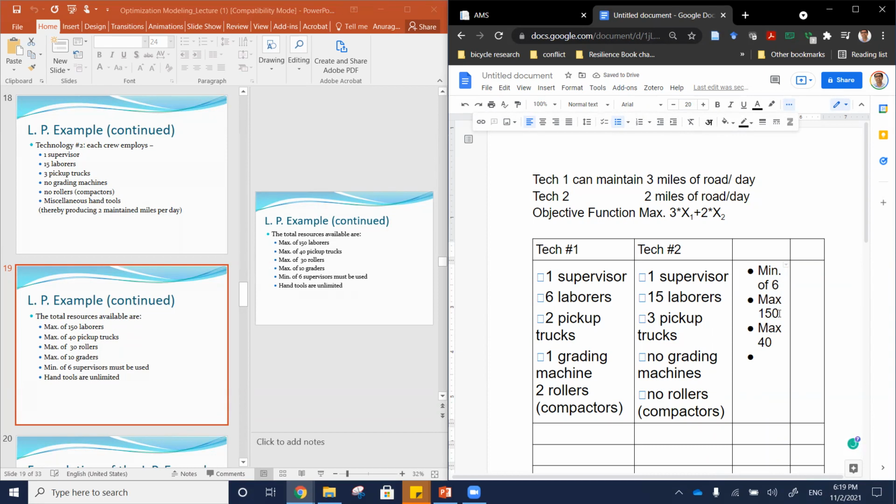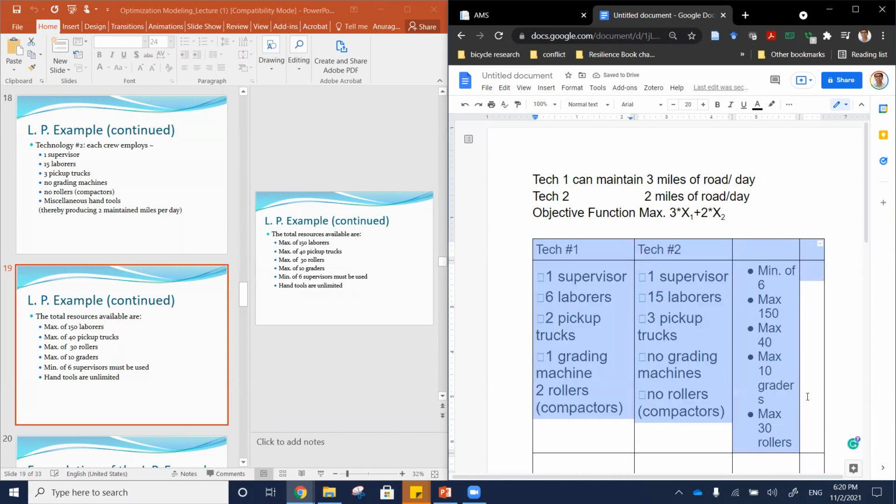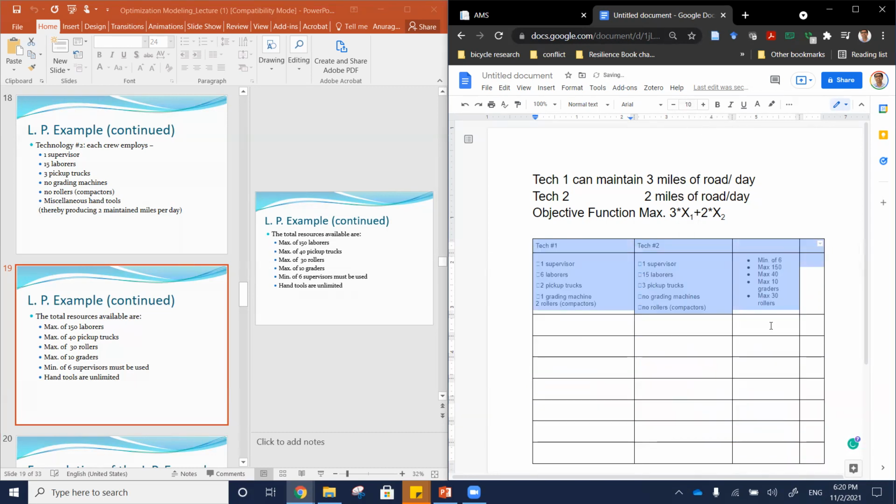In terms of grading machines, you can only have max 10 graders. And in terms of rollers, you can have a max of 30 rollers. And I can reduce the font size here. Because both technologies utilize one supervisor each, if you deploy 1 unit of technology 1, you will be using 1 supervisor. So now you can start writing these equations in terms of x1 and x2 that look like your constraint equation. For the first one, 1 supervisor each, and you need a minimum of 6.